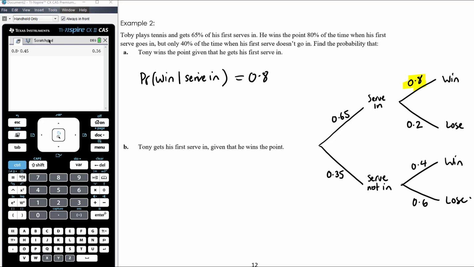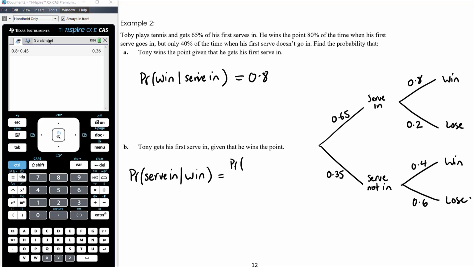We don't need any formulas. Okay. Find the probability that Toby gets his first serve in given that he wins. Okay, now this number's not in the tree diagram because we're sort of having to work backwards through the tree diagram here. The tree diagram is not set up as if he either wins or loses and then he either gets his first serve in or not. So this is where we're going to need to think through the formula. It helps us to be logical.